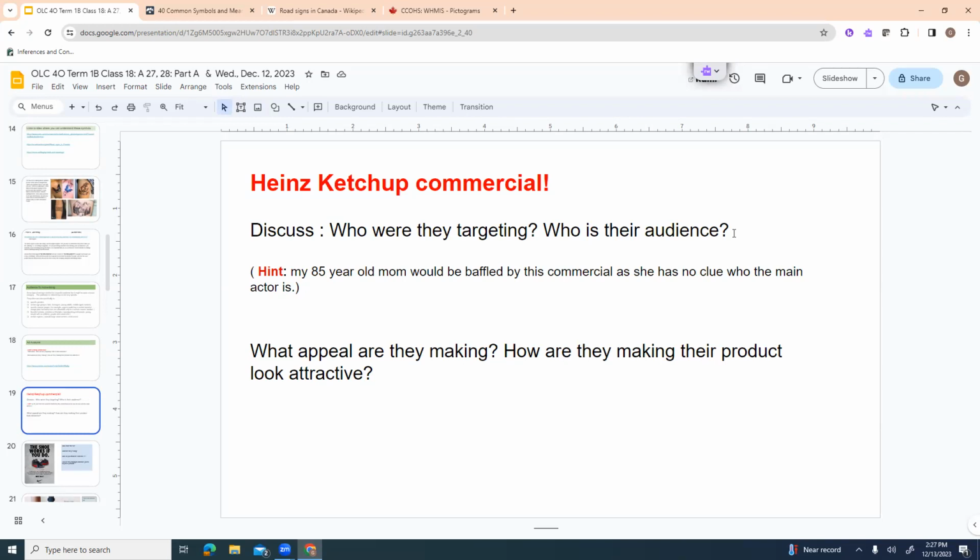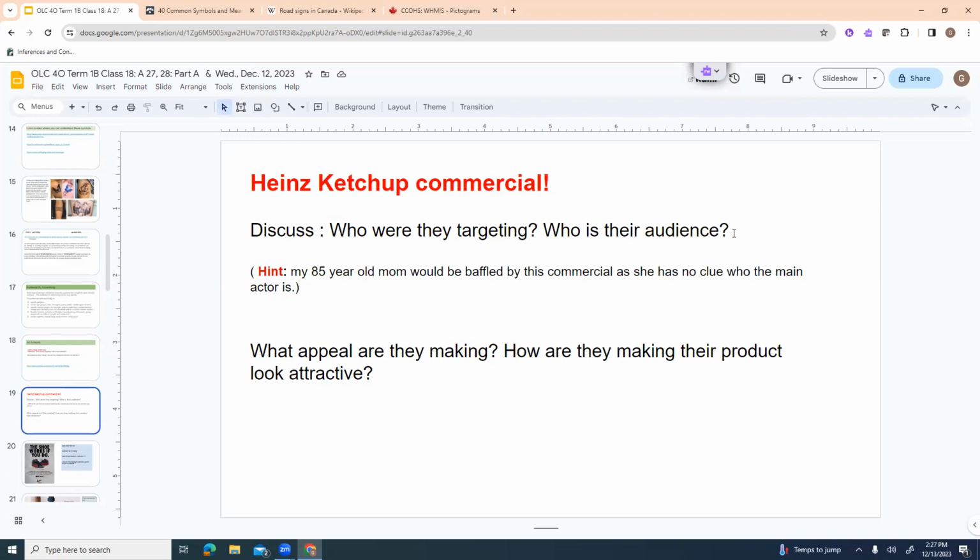So what appeal are they making? Well, they're using famous people. How are they making their product look attractive? Oh my goodness, if Ed Sheeran is that in love with Heinz ketchup, it must be amazing. They're also not targeting rich people, right? Because the commercial's kind of making fun of rich people. It's targeting more kind of like down to earth, like Ed Sheeran is down to earth and Heinz ketchup is down to earth too.